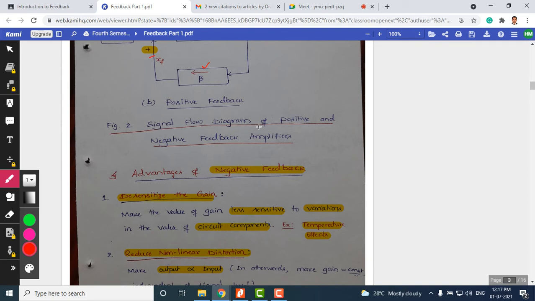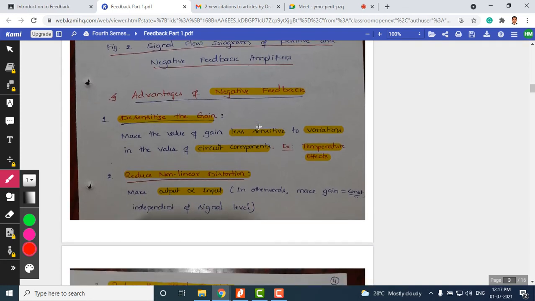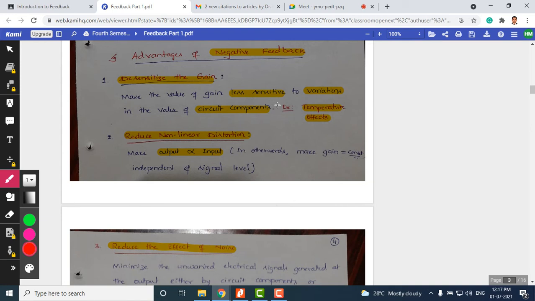Now we will move on to the advantages of negative feedback, because many of us are interested in knowing the merits of negative feedback, and why we employ negative feedback in most of the circuits, because it has a lot of advantages. We will discuss them one by one. The first advantage of negative feedback is that it desensitizes the gain.